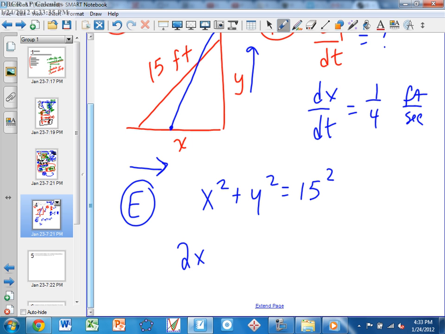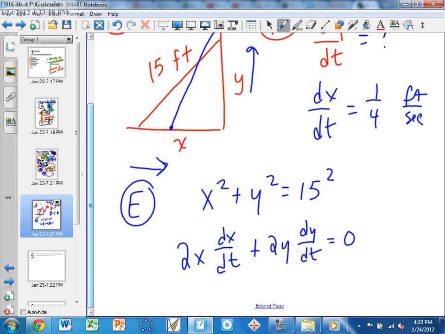2x dx/dt. Remember, this is where it's always dt. Whenever you take the derivative of anything from this point on, whatever you take the derivative of goes on the top, and dt will always go on the bottom. Plus 2y dy/dt equals 0.